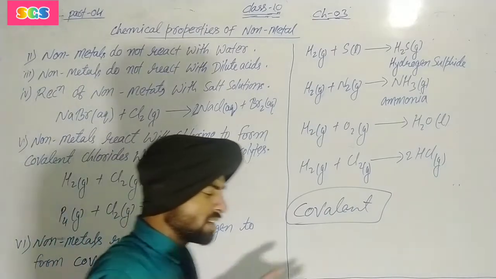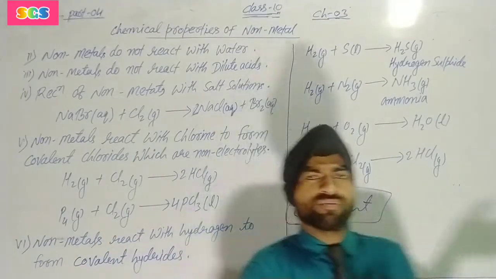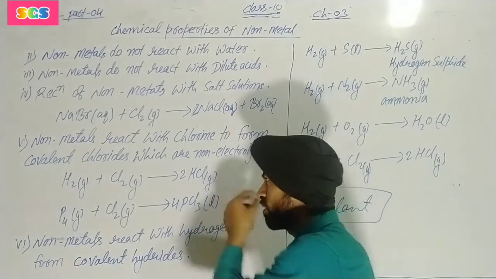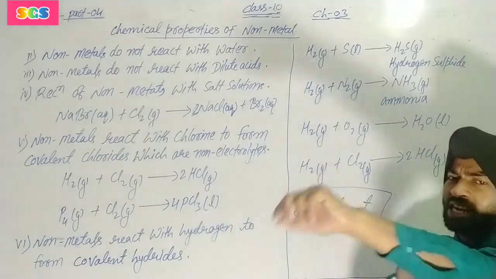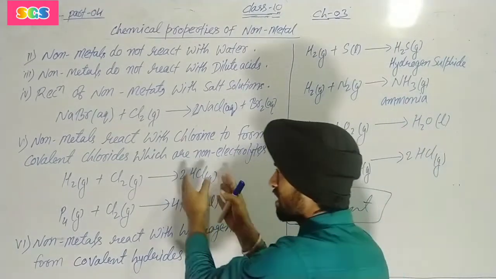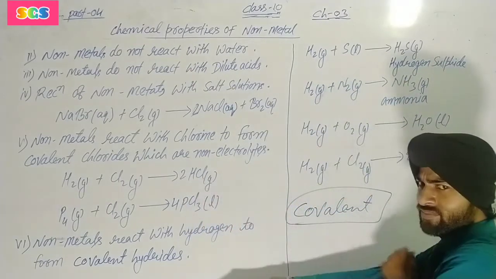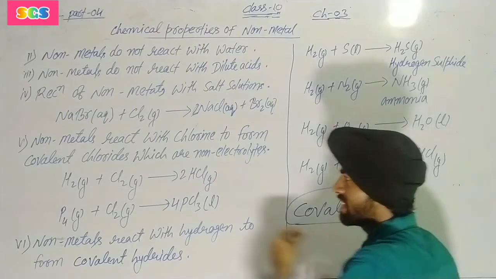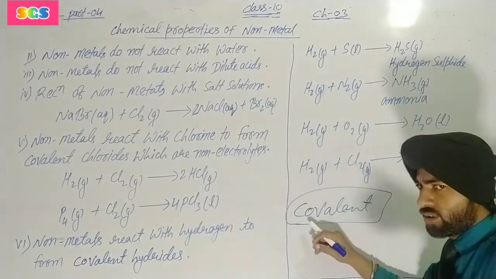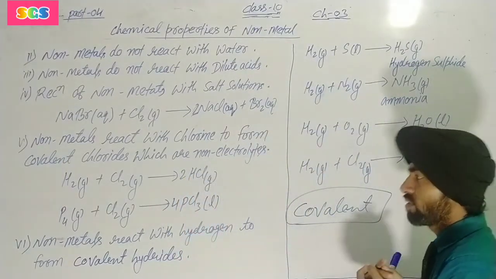And here we are looking at the presence of chlorine with a non-metal, so you will say chloride. In other words, we can say that this compound is a covalent compound and there is the presence of chlorine. That's why we can say that this is a covalent chloride.